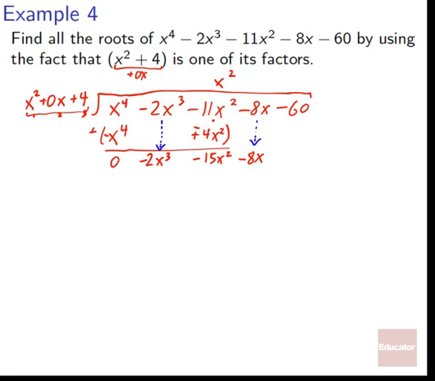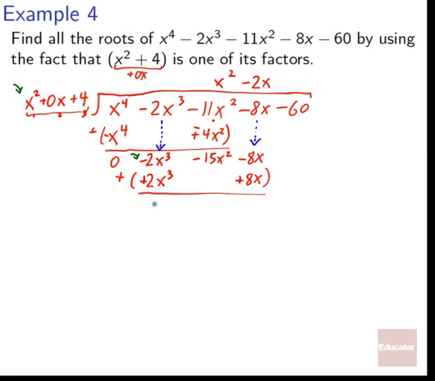So once again, we just ask, how many times does the first term go into the first term here? So negative 2x cubed divided by x squared gets us just negative 2x. Oh, whoops, sorry, we're dividing by x squared because negative 2 just x to the 1. So negative 2x times x squared gets us negative 2x cubed. And then negative 2x times 4 becomes negative 8x.